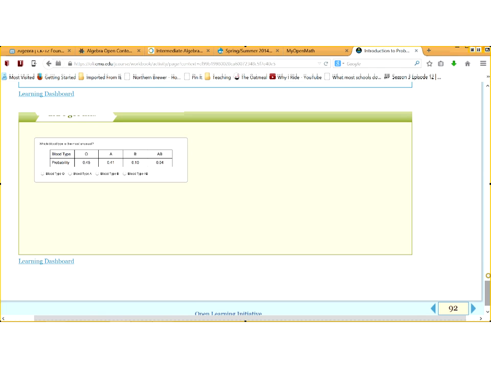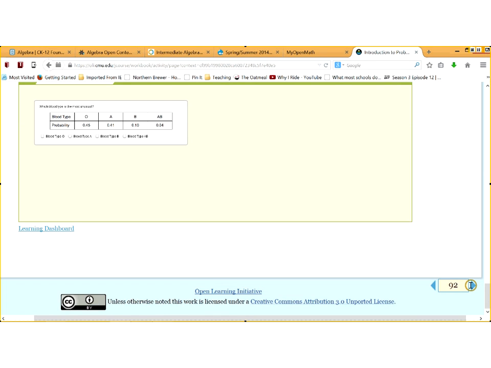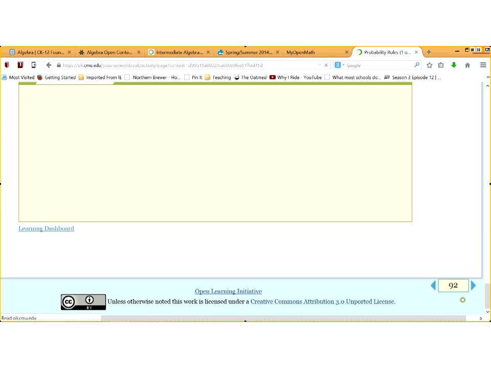All right. Let's see here. I'm trying to get it to go to the next page. Good.